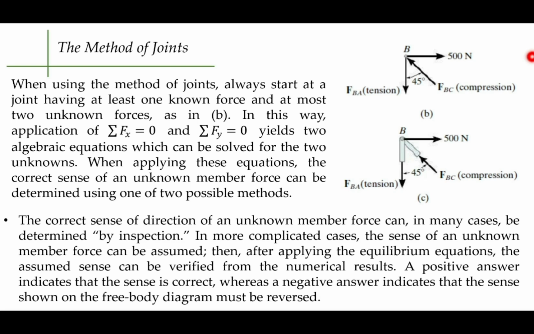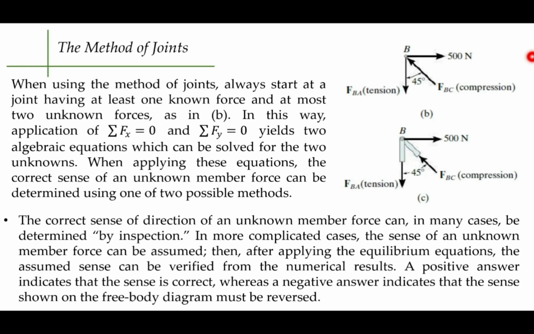Now, you might be wondering, how do we assume the direction of the forces that will manifest in each member? The correct sense of direction of an unknown member force can, in many cases, be determined by inspection. In more complicated cases, however, the sense of an unknown member force can be assumed. Then, after applying the equilibrium equations, the assumed sense can be verified from the numerical result.